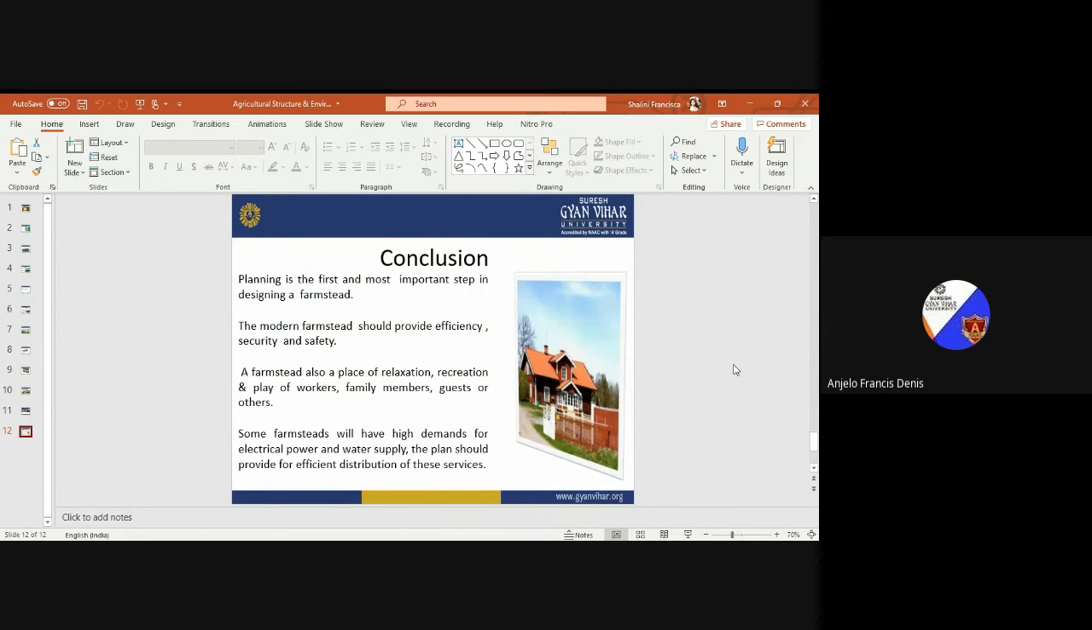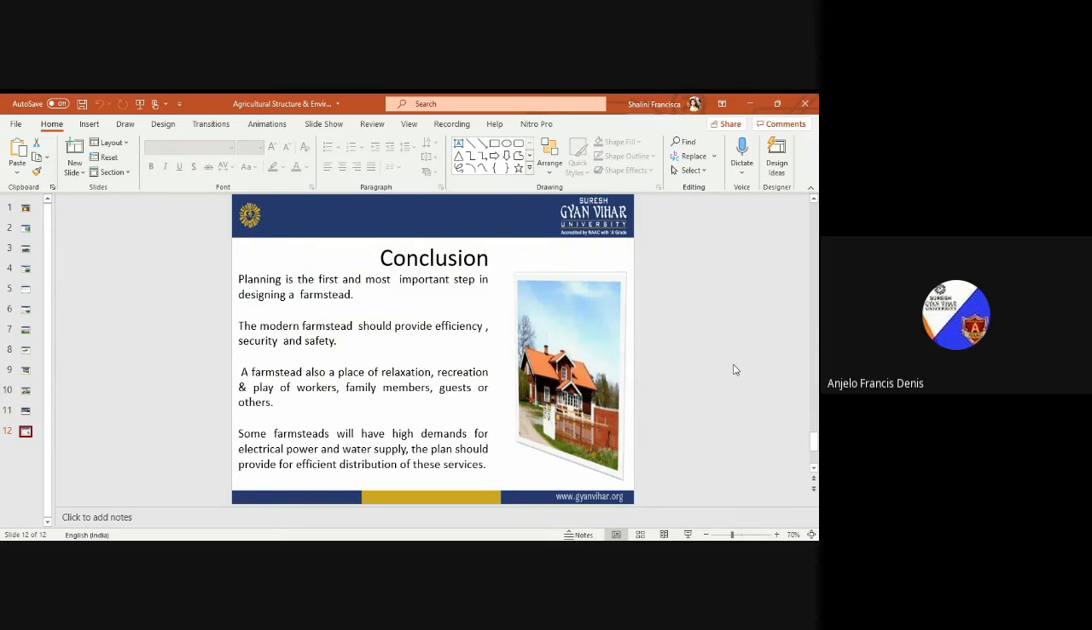So concluding it, planning is the first and most important step in designing a farmstead. The modern farmstead should provide efficiency, security, and safety. Then a farmstead is also a place of relaxation, recreation, and play of workers, family members, guests, or others. Some farmsteads will have high demand for electrical power and water supply. The plan should be accordingly to provide efficient distribution of these services.